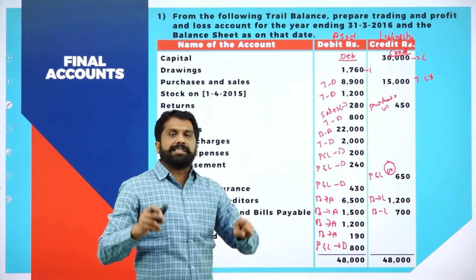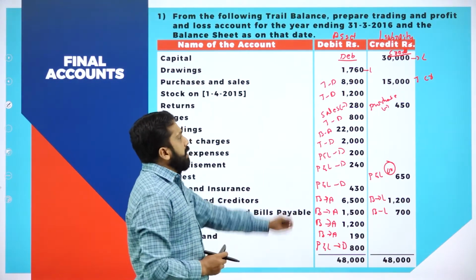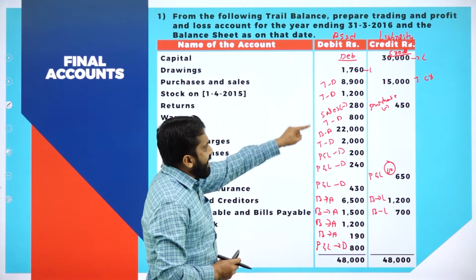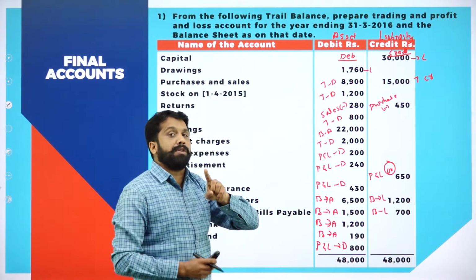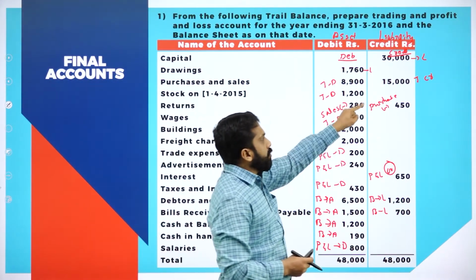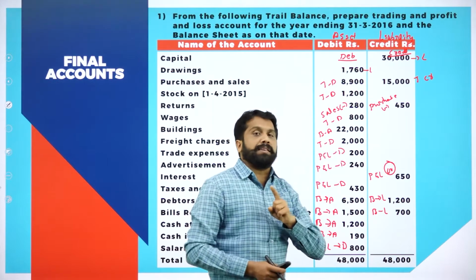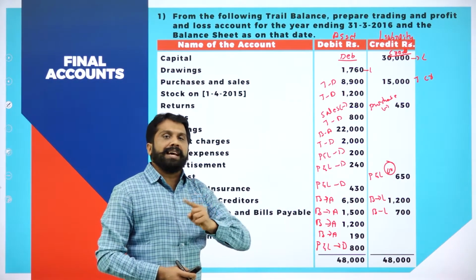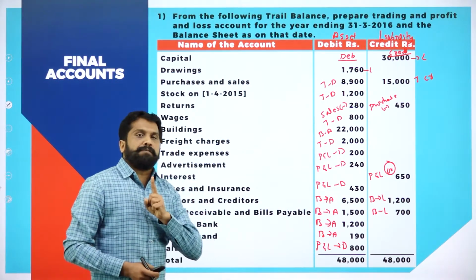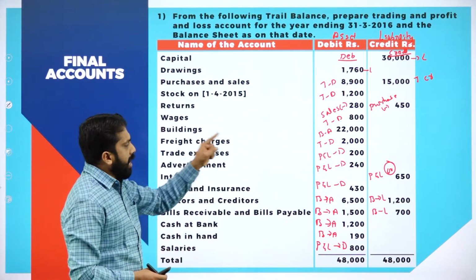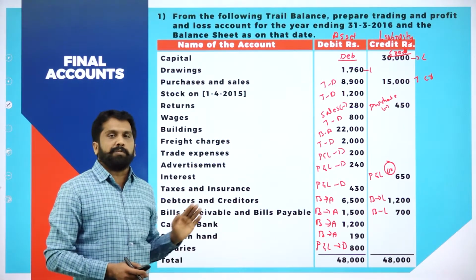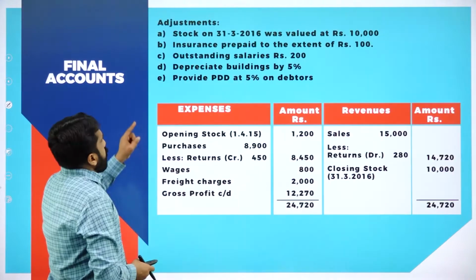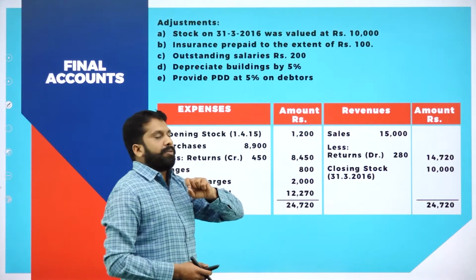But in case of balance sheet, if the question is in debit, in the balance sheet it will be what? Asset. If the question is in credit, in the balance sheet it should be liability. Clear? The first thing you have to do is mark everything. Once that is done, you have the adjustments. So what are the adjustments?